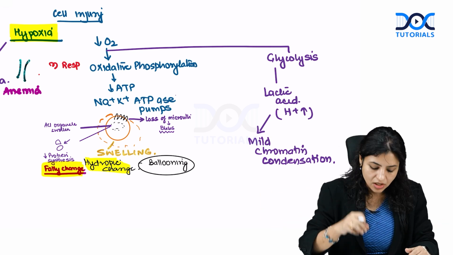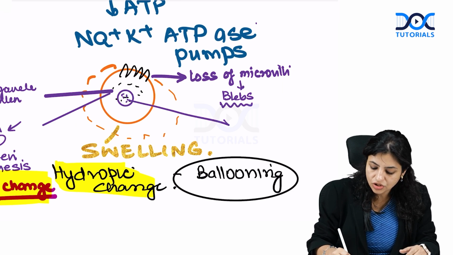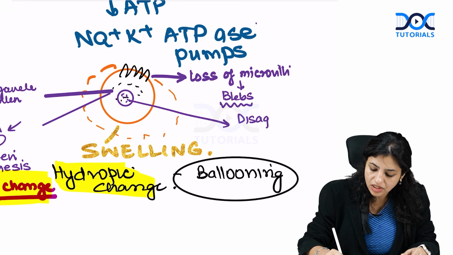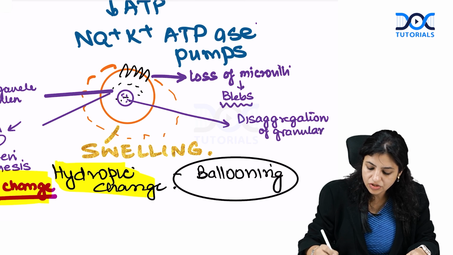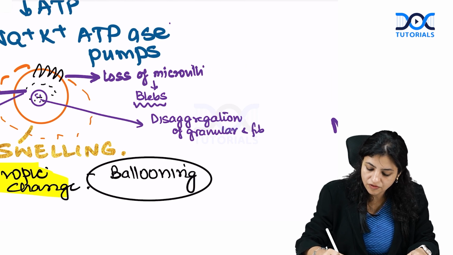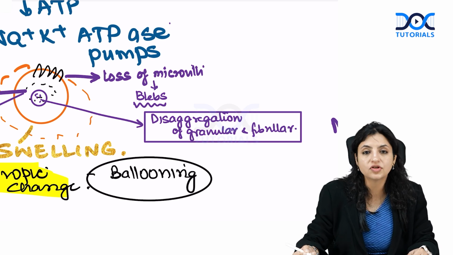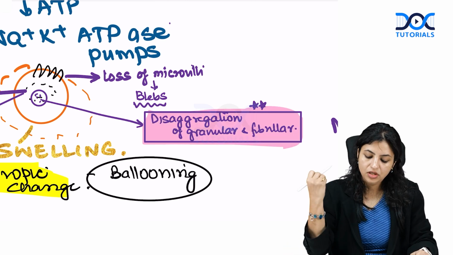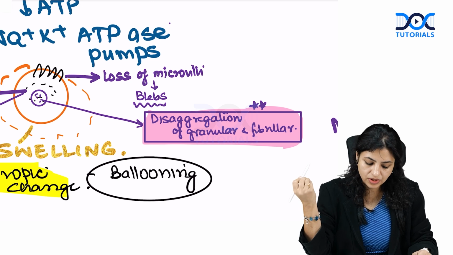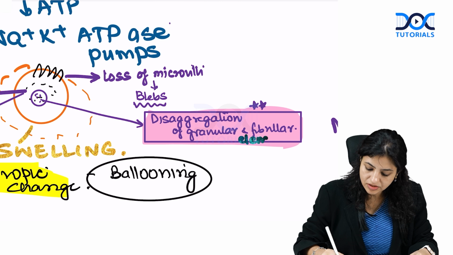Now, one more thing here. Is water going inside the nucleus also? Yes, of course. Inside the nucleus also, this will cause disaggregation of granular and fibrillar elements. Okay, so this will cause disaggregation of granular and fibrillar elements of the nucleus. So that's another classical feature that you will see in cell injury. In the nucleus there's disaggregation of granular and fibrillar elements. That will be a very classical element.